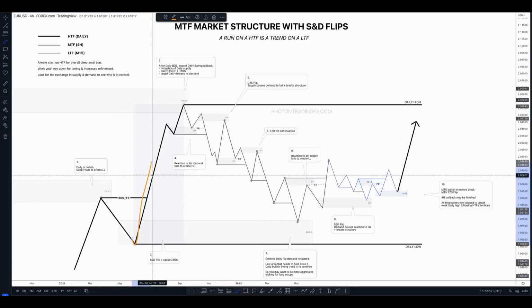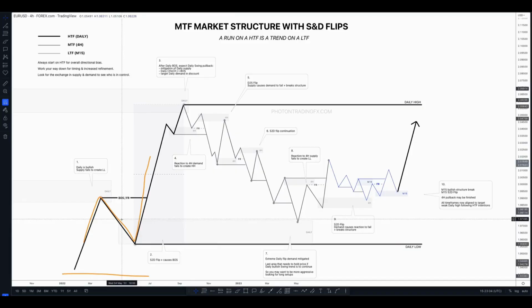Now, do you see how on a much bigger scale, what's happened? Price came into daily supply, it reacted, but it never broke any daily structure, never formed that daily lower low. So if price then breaks to the upside, what do you have? You now have a daily flip, okay? So you could take the whole range, right? You can draw it from the top of the reaction down to the bottom of the reaction. And now this is your whole daily range demand.